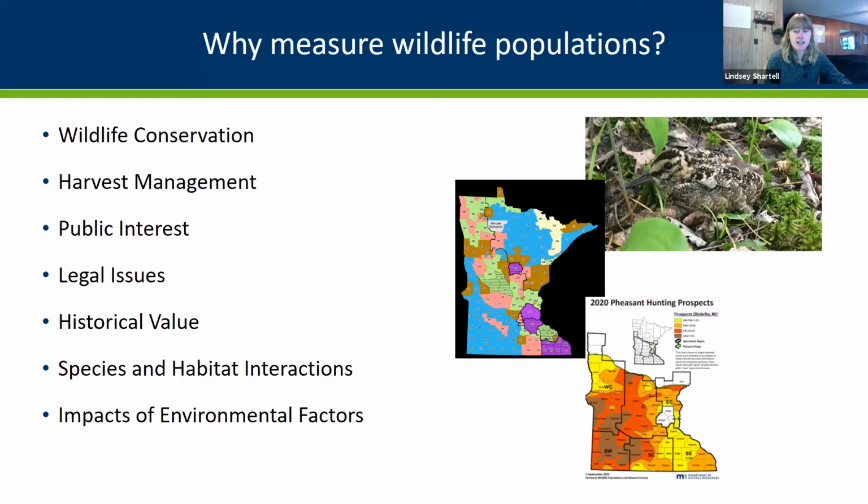Species and habitat interactions. Understanding the response of wildlife populations to change in habitat and how changes in forest management might impact habitat and thus impact wildlife is particularly important. And then impacts of environmental factors. Understanding land use changes, climate change, and an almost endless list of other things that can impact wildlife is really important for being able to manage them.